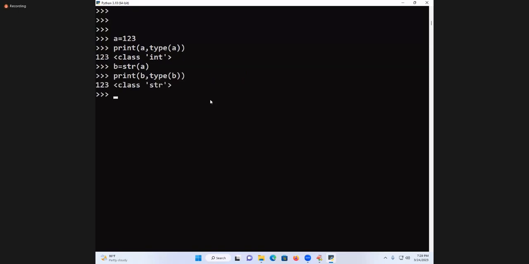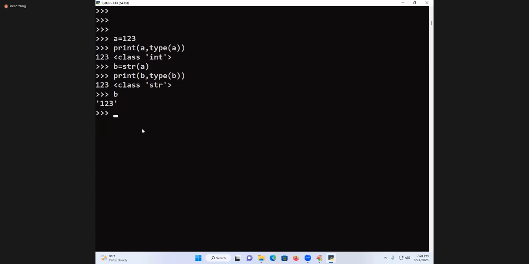Going back to the point: a is equal to 123. Print a comma type of a. Int type. Now convert: b is equal to str of a. Is it converted or not? Print b comma type of b. It looks the same, but which type is it? If you print b, internally are there single quotes or not?